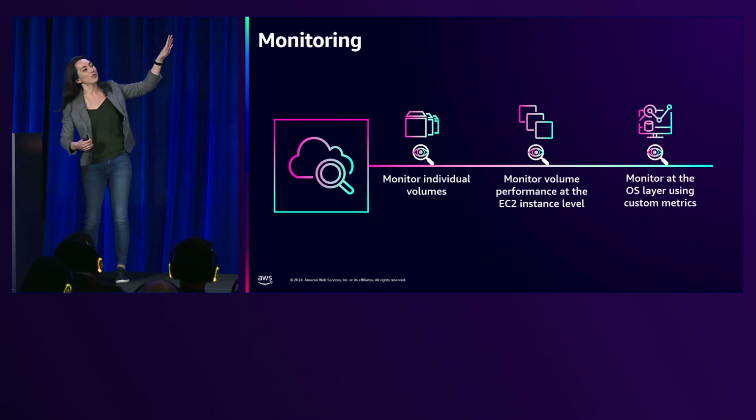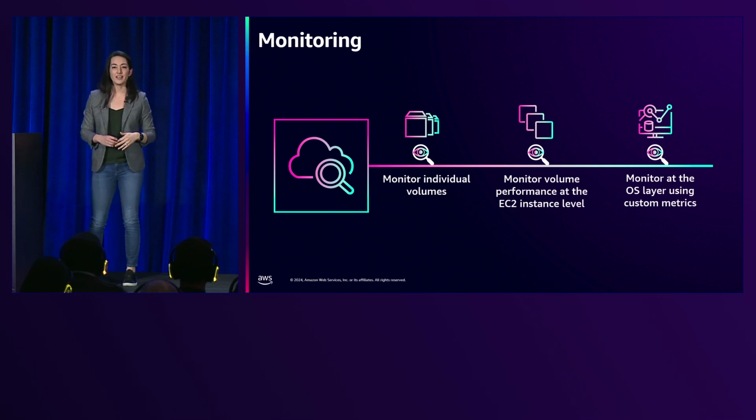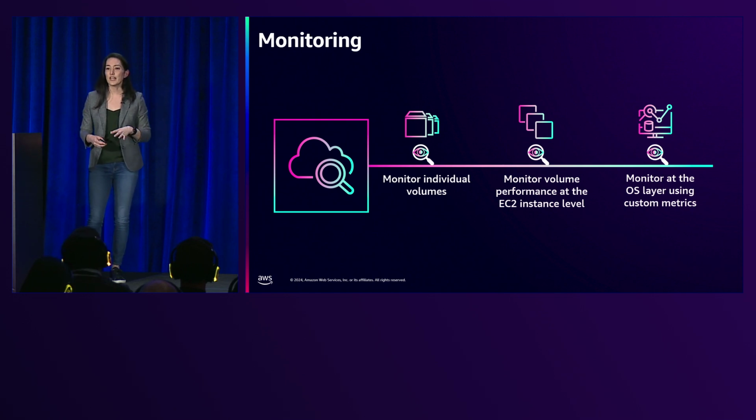And the highest altitude of your metrics is going to be monitoring at the OS level. And so that's going to be using the CloudWatch agent, and so it's going to come as custom CloudWatch metrics. And so with those metrics, you can actually get up to 1 second of granularity.